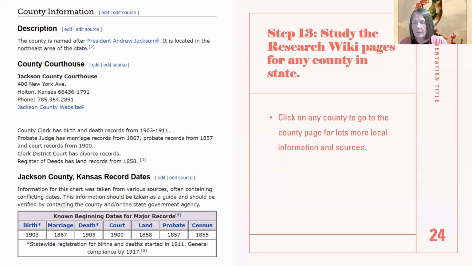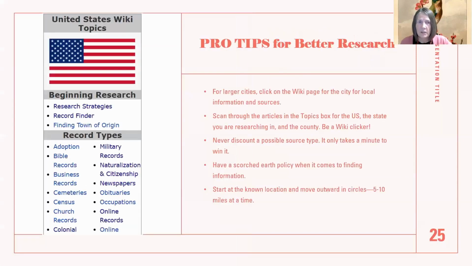Now, there are also city pages that for larger cities, like New York City has its own page, and they even have pages for some of the boroughs. So use city pages, use the county pages, go as small as you can in the wiki. Now, this is just a couple of last tips for doing better research when you're doing these step-by-step things, okay?